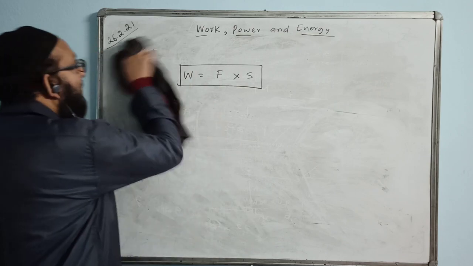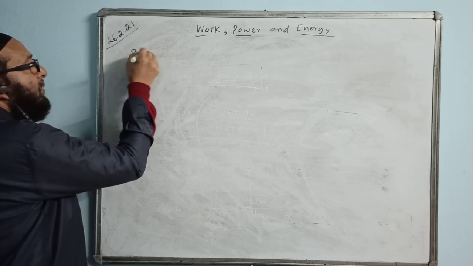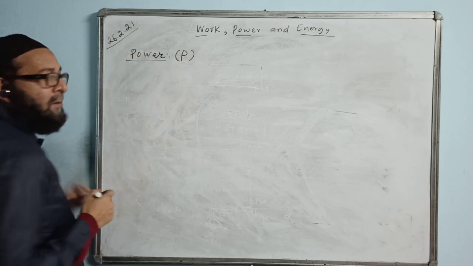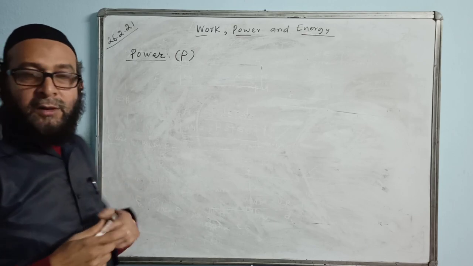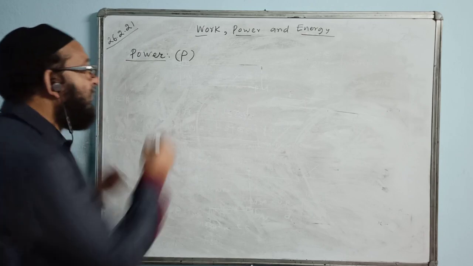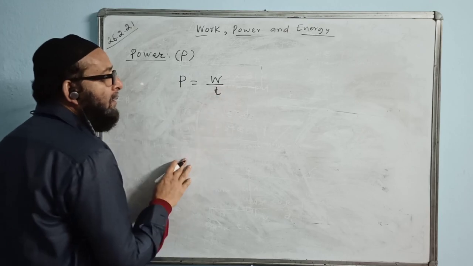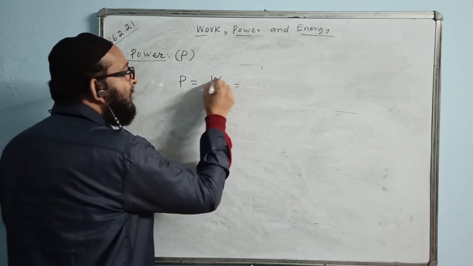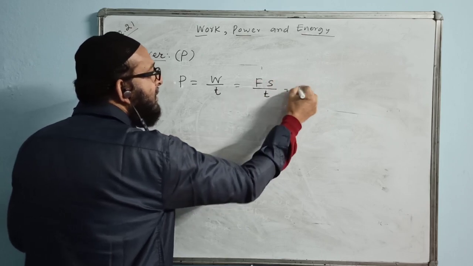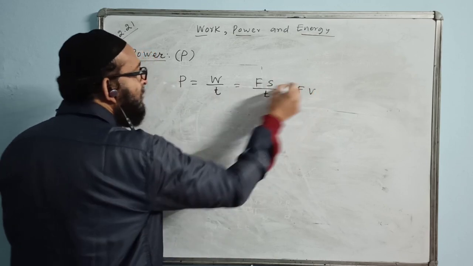Now we are doing the second part, which is called power. Power is denoted by P. The rate of doing work is called power. The rate at which work is done is called power. The formula of power is work by time. There is another formula of power also. For work we write F into S, by T. So F stays as it is. Displacement by time will make velocity, average velocity.